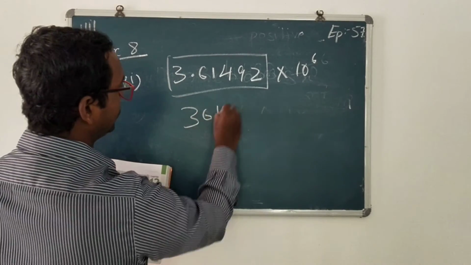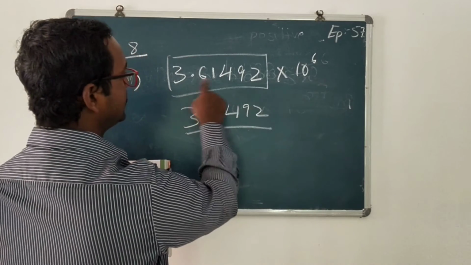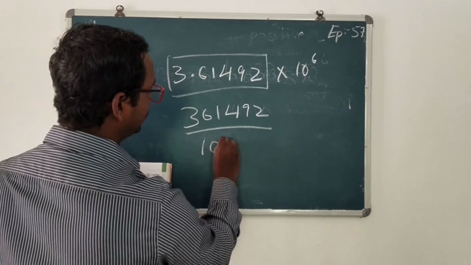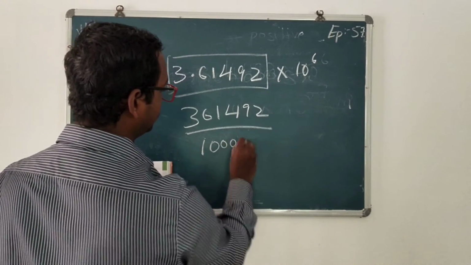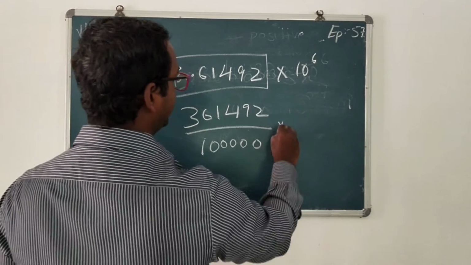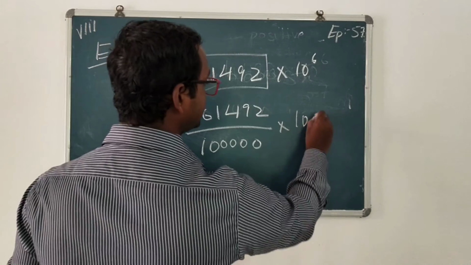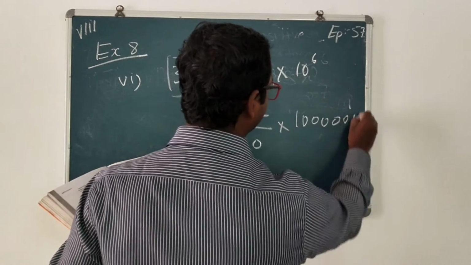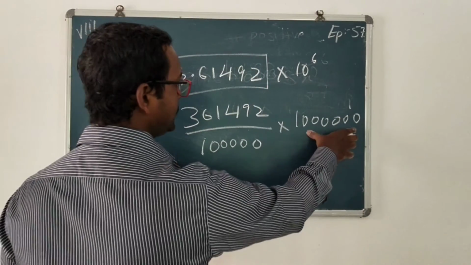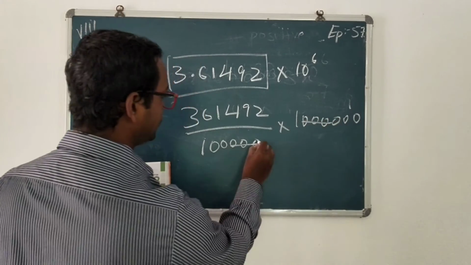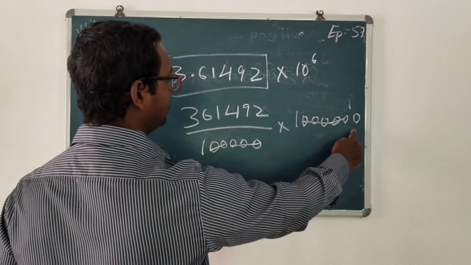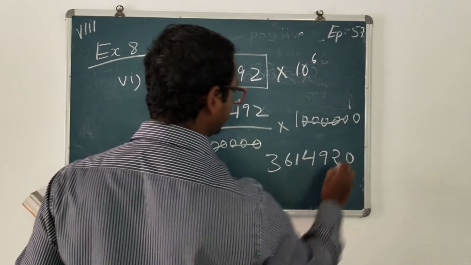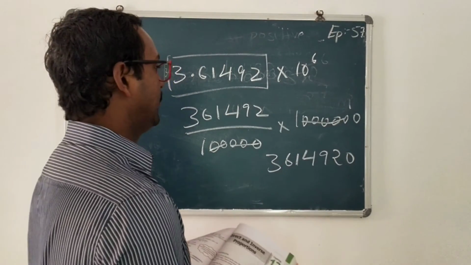This will become 361492 divided by, after the decimal, how many positions, 10, 100, 1000, 10,000, lakh. So 5 zeros will come, into 10 to the power 6, which has 6 zeros. Here we have 6 zeros, here we have 5 zeros, so 5 cancel, and we are left with 10. So 361492 into 10 is 361492 0. This is how it works.